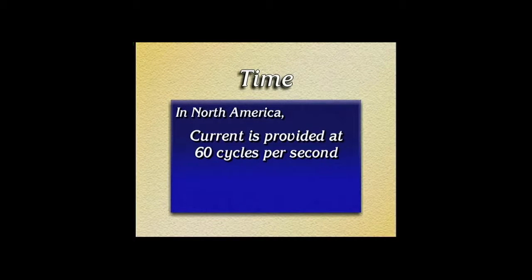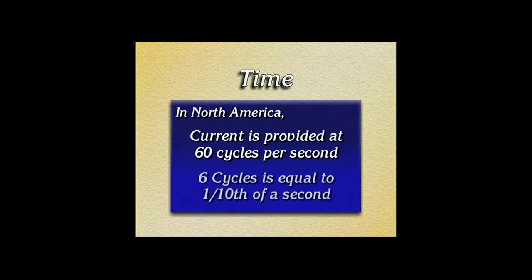Time in resistance spot welding is expressed in cycles. Cycles are units based on the frequency of alternating current. In North America, current is provided at 60 cycles per second, so 6 cycles is equal to 1/10 of a second. There are 3 time intervals which are essential to resistance spot welding.